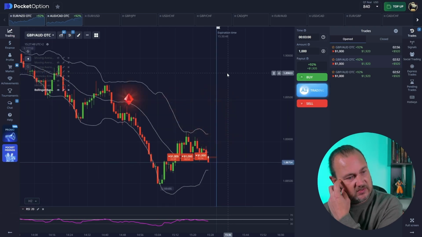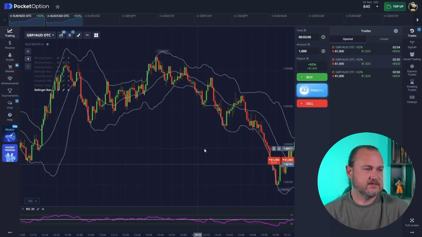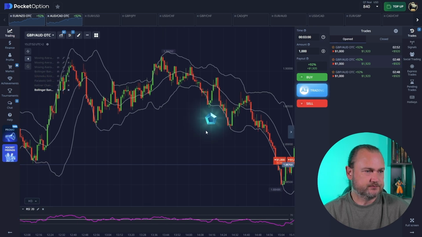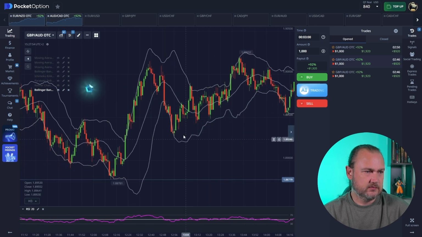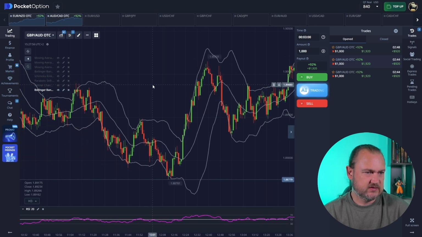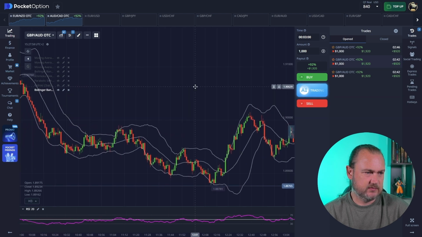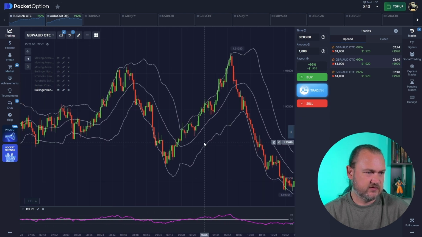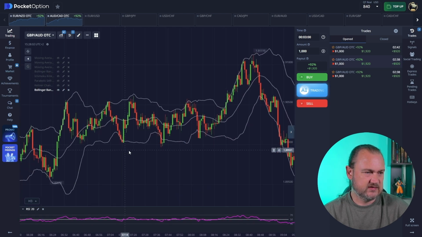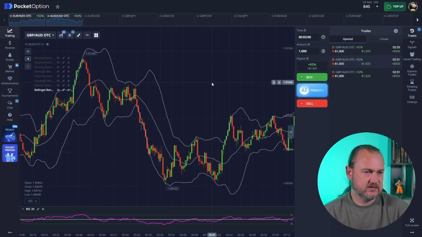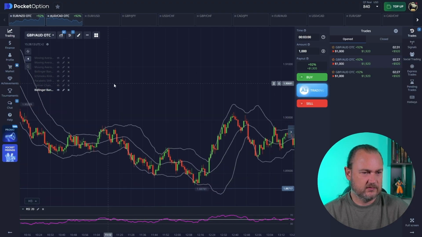Okay, so the reason I took this is, if we look at previous movements that were the same, let me just find one that was more or less the same. Okay, so this is kind of the idea. We had price go up. No, wait.